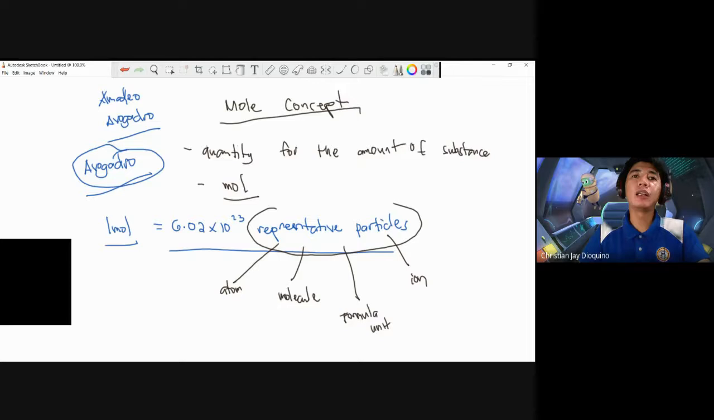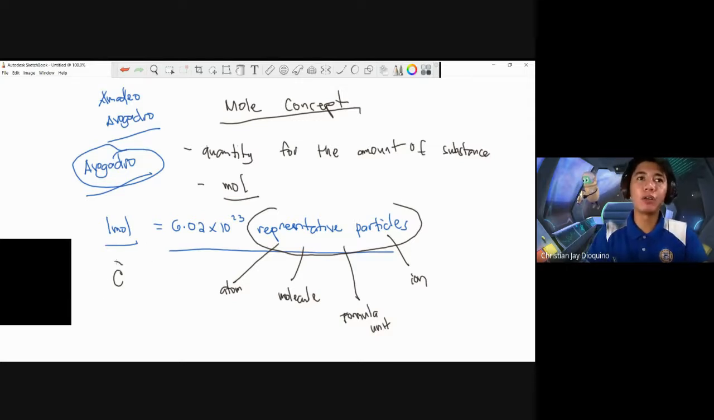Okay, so tuwing kailan lang natin ginagamit itong si atom, si molecule, si formula unit, and si ion? Tuwing kailan? Okay, so let's say ang given in a given problem, ang hinahanap is what is the mole, or how many moles are there in, let's say, carbon. Okay? How many moles are there in blank carbon, or kung anumang value ng carbon? Okay, so magdidepende yan doon sa substance natin.